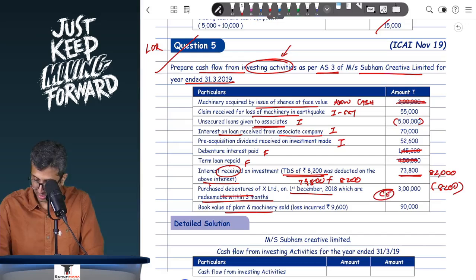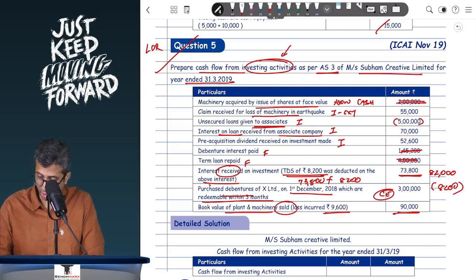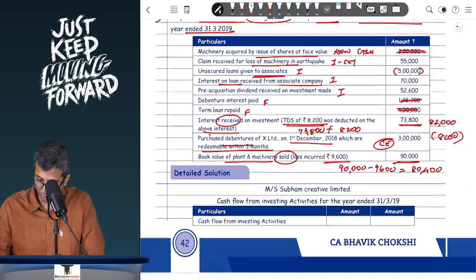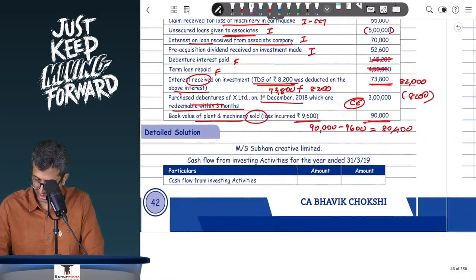Book value of plant and machinery sold was 90,000, but this is sold at a loss of 9,600 and hence the sale proceeds must be 90,000 minus 9,600. This is 80,400. So when I go to see, my cash inflow will be from investing activities.